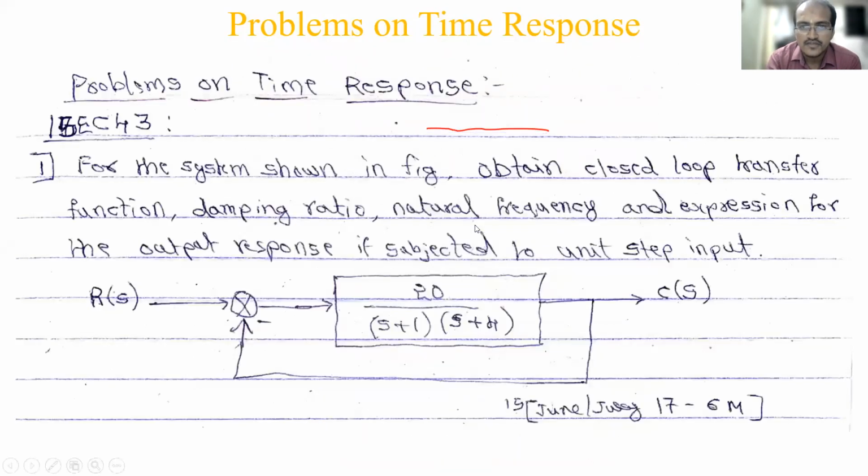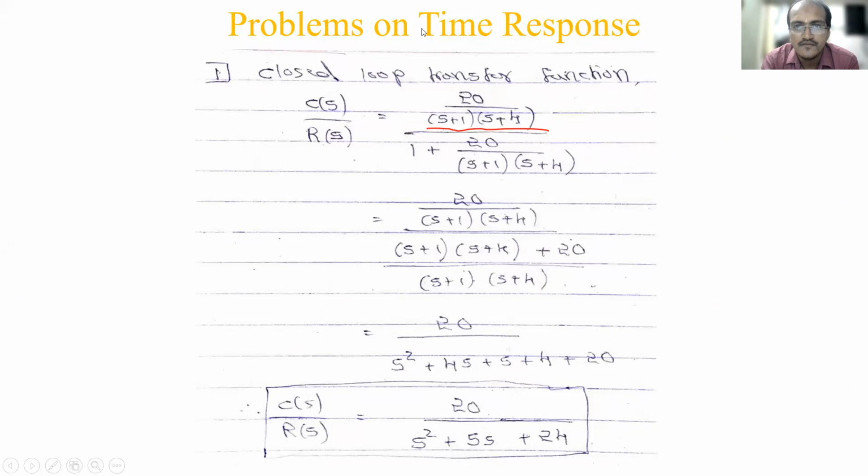Just a minute. So in this block diagram they have given G as 20 divided by s plus 1 into s plus 4, and H is unity. Nothing given means 1, and here a minus sign is there. Based on that, this is written: G divided by 1 plus G into H. H is 1, so take the LCM here.